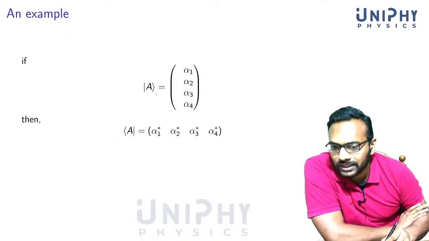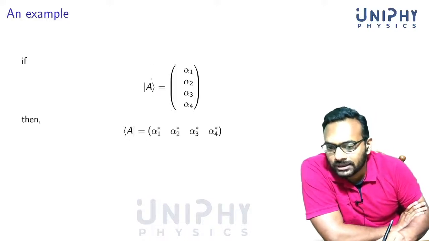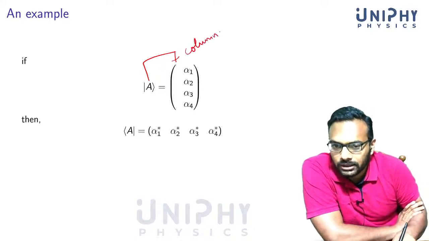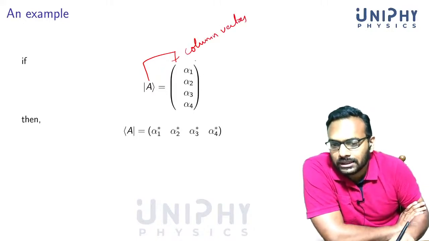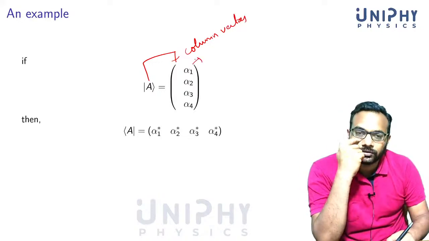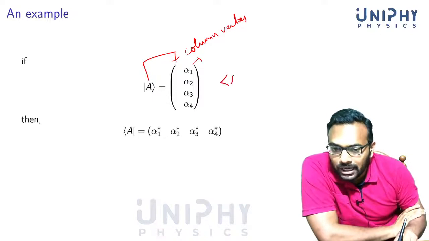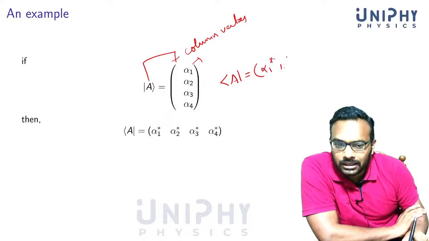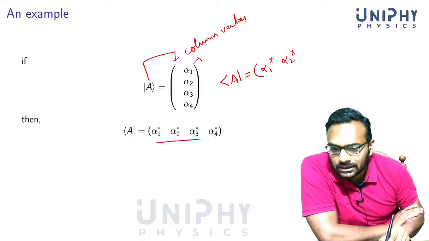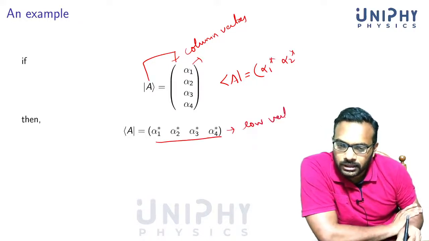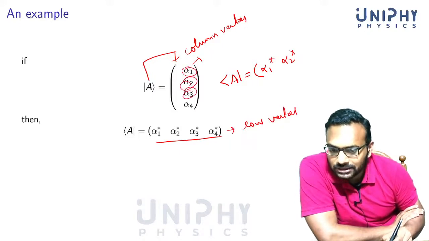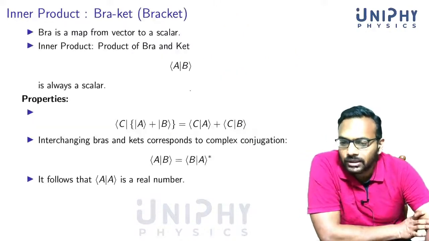We said that column vectors or column matrices form a linear vector space. So if A is given by alpha 1, alpha 2, alpha 3, alpha 4, it's a column vector. This is an example. We know that these column vectors all satisfy the axioms of being in a linear vector space. Then the corresponding bra vector is given by the transpose of it: alpha 1 star, alpha 2 star, and so on. This is a row vector. It's not just a row vector, it's a row vector with each element complex conjugated.